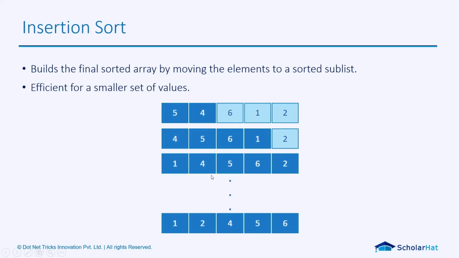So next up, we're going to see the insertion sort. In insertion sort, we divide the array into a sorted and an unsorted part. Initially the sorted part contains only the first element and the unsorted part contains the remaining elements. We then take each element from the unsorted part and insert it into the correct position in the sorted part by shifting the elements.